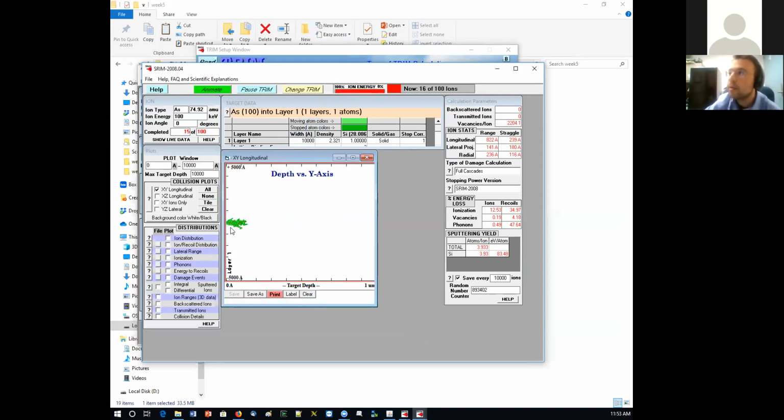It's not just showing us the arsenic, but it's showing us the damage that it's creating inside the crystal too. These green ones are now the interstitials. They're the knocked off silicon atoms from the crystal. Okay, so wherever the arsenic is going, of course, it's taking a little longer.